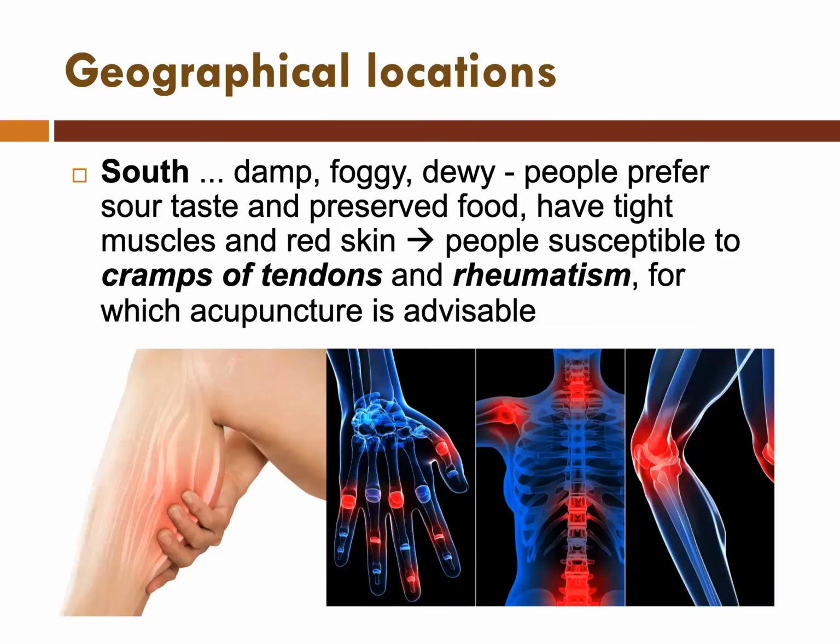In the south, where it is damp, foggy, dewy, people there prefer sour taste and preserved food, have tight muscles and red skin. And the people are susceptible to cramps of tendons and rheumatism, for which acupuncture is advisable. And that is why acupuncture originated in the southern part of China.